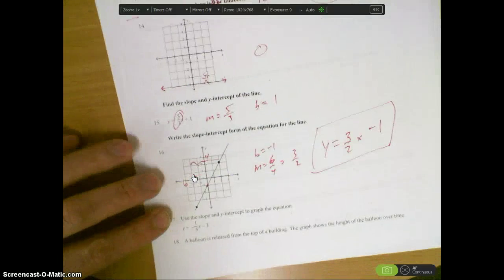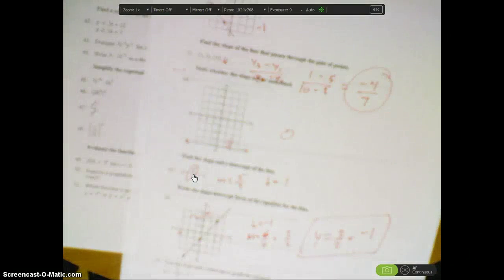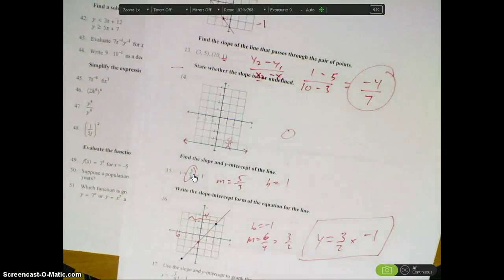All right, use the slope and the y-intercept to graph the equation. So I'm going to go to my graph paper, which is probably over here. I don't know what happened to it. I'll grab another piece here.